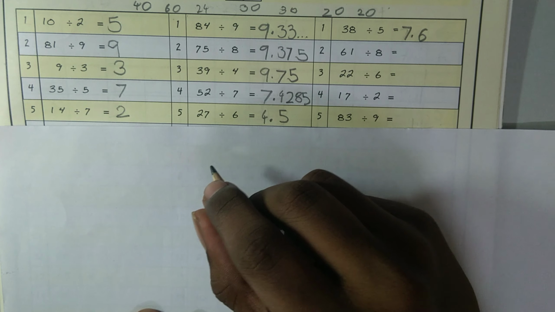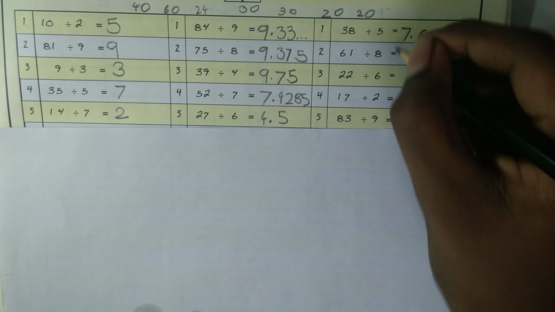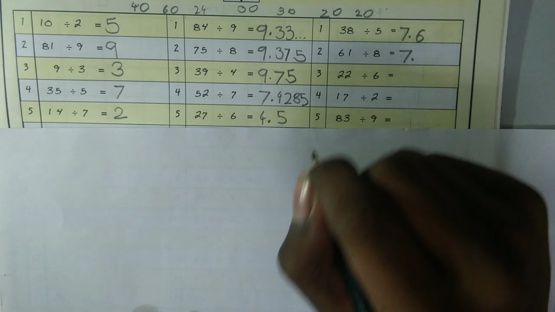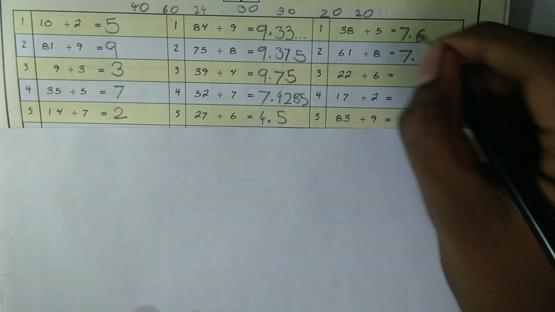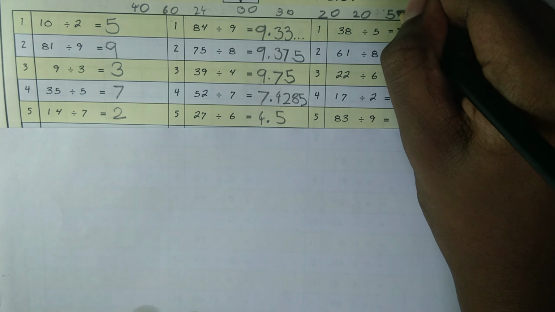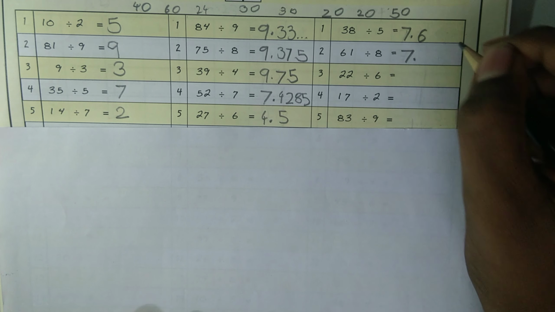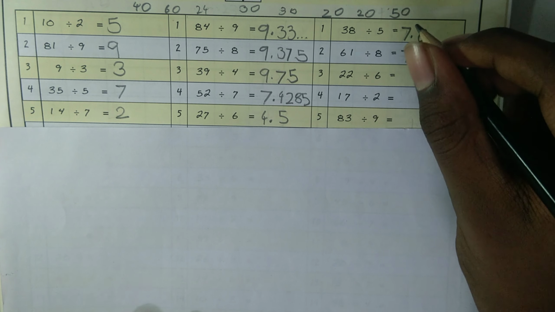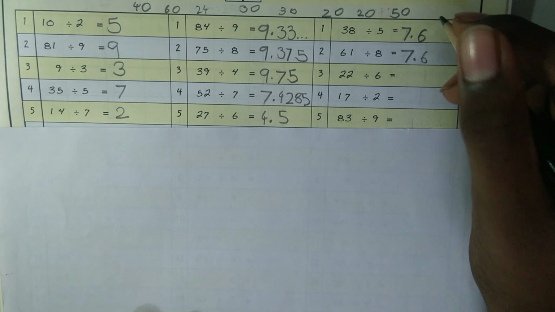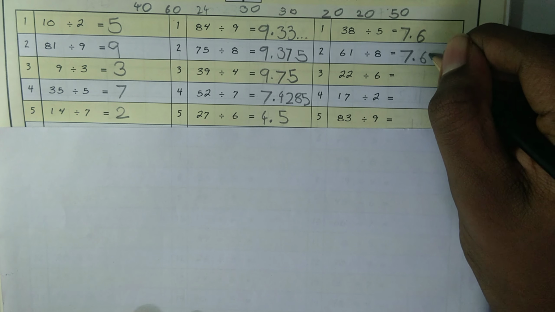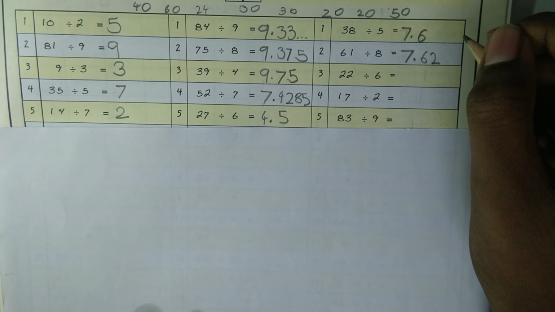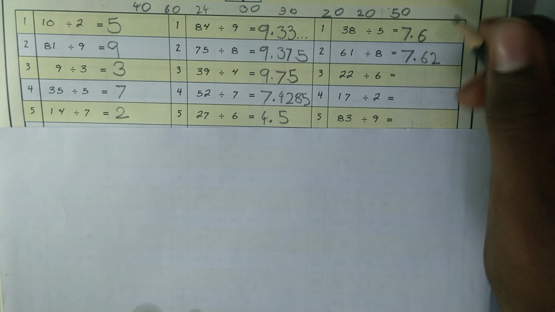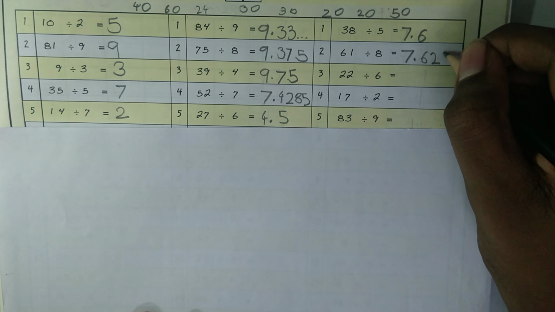Now 61 divided by 8. 8 into 7 is 56. Now we have to keep a point. Our remainder is 5. So when we keep a 0 beside 5, it becomes 50. 8 into 6 is 48. And our remainder is 2. When we keep a 0 beside 2, it becomes 20. 8 2s is 16. Now our remainder is 4. When we keep a 0 beside 4, it becomes 40. 8 into 5 is 40.